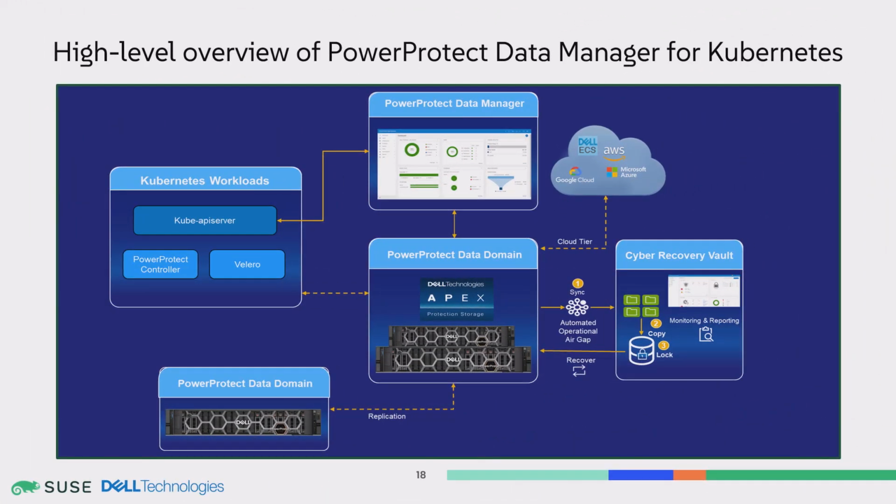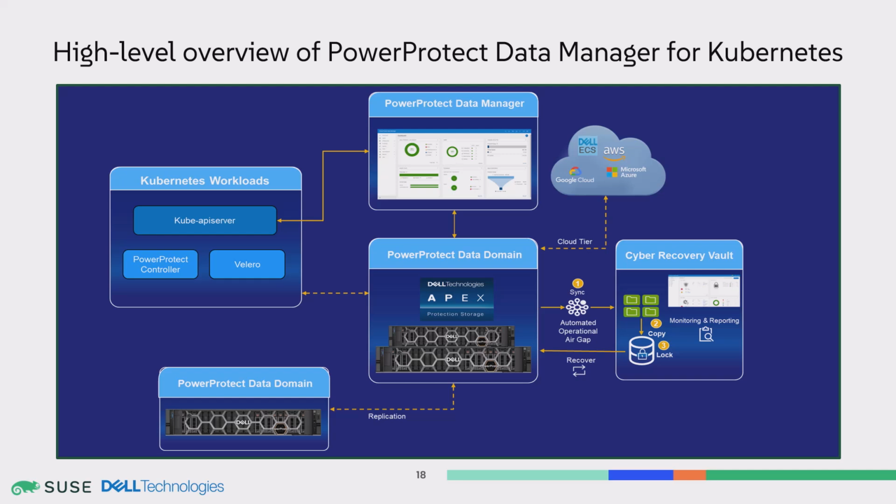This is the high-level overview of Data Manager integration with Kubernetes cluster. Data Manager can be integrated with Kubernetes cluster through Kubernetes APIs to discover protectable resources such as namespaces and persistent volume claims. Data Manager discovers the Kubernetes clusters using the IP address or FQDN. Data Manager uses the Discovery Service Account token to integrate with Kube API server of the Kubernetes cluster.